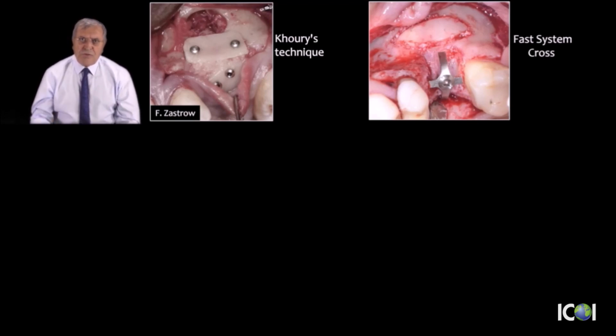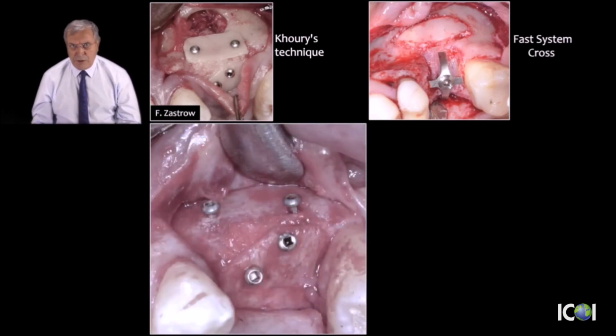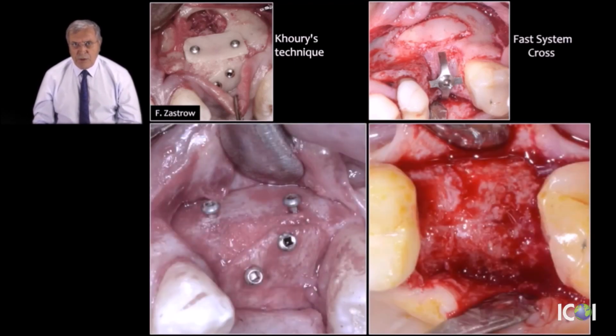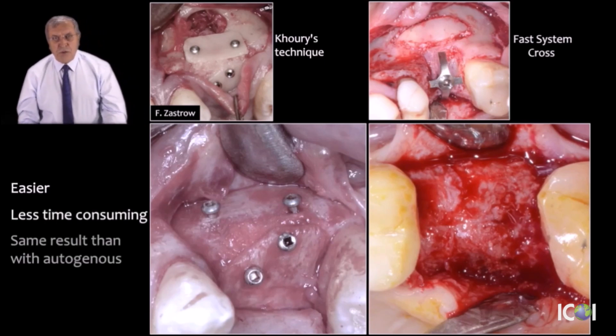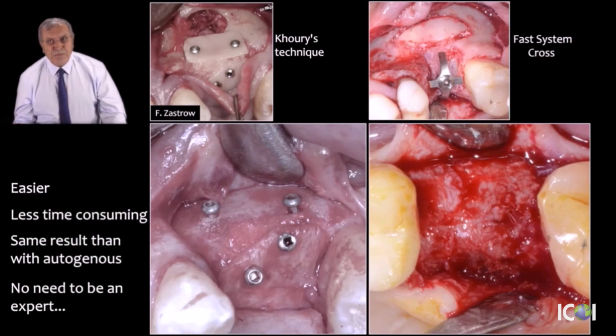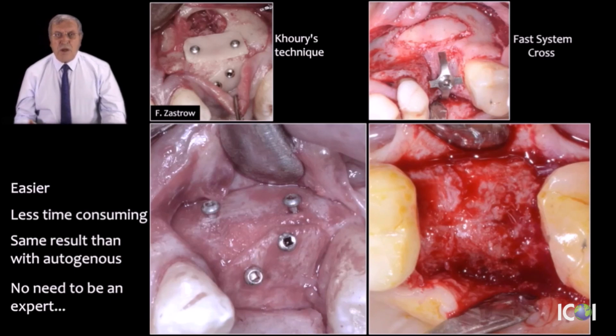On the other side, you have exactly the same: a sinus with a vertical augmentation. But in this case, we use just a simple system to organize a space without pressure. What is the result? Exactly the same. But you understand that using just a spacer will be done with much less time, for the same reason as with autogenous bone. And you don't need to be an expert to place a screw.